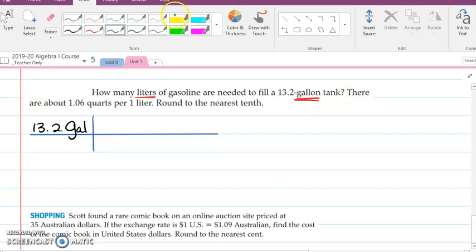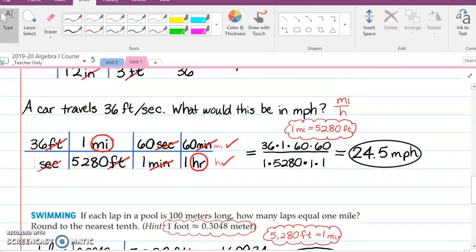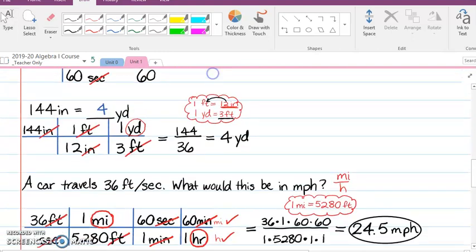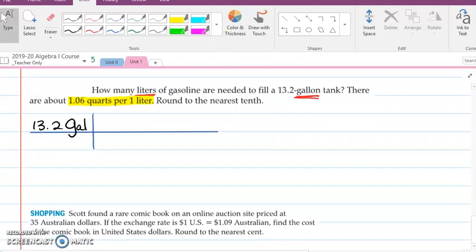Well, a hint in this problem is that there are about 1.06 quarts per liter. Doesn't tell me anything about gallons, but if I could find a conversion factor that connects gallons to quarts, that would be helpful. So I'm going up to the top. 1 gallon is 4 quarts.